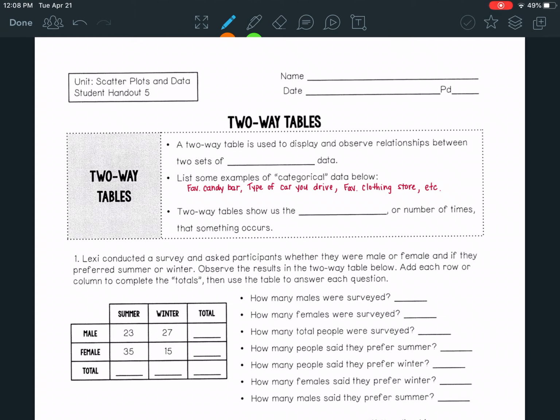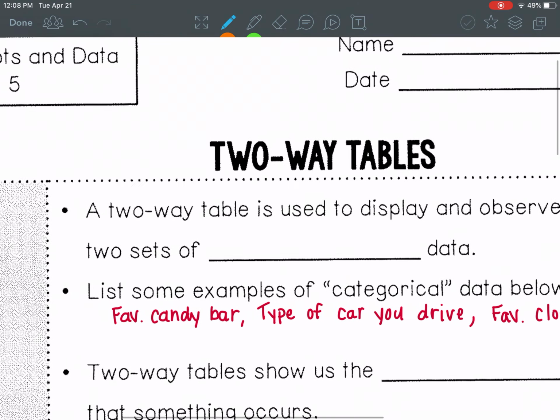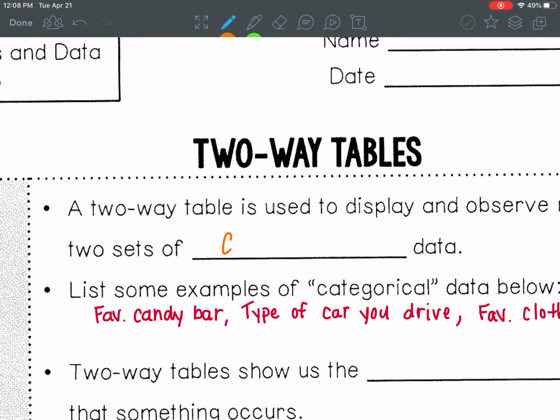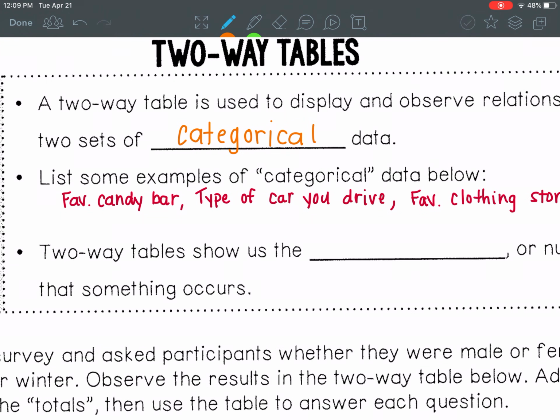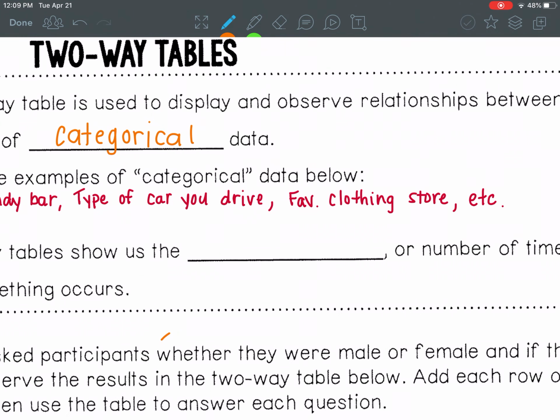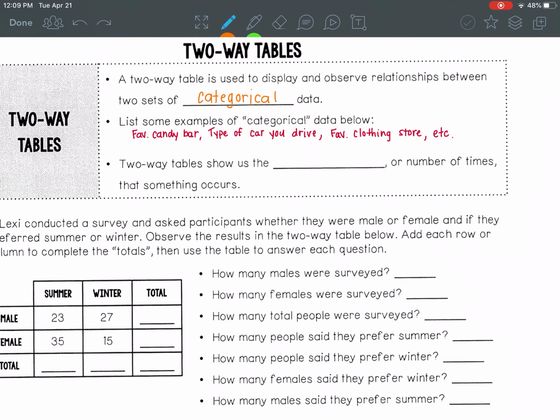This week we're going to be talking about two-way tables. So this week our data that we're organizing is what we call categorical data. This is just going to be another way that we can collect data and then organize it. And we did that doing scatter plots, but we had to have numbers in the information that we were collecting. Now we're talking about categorical data. And I listed some examples here. So your favorite candy bar, the type of car you or your parents drive, your favorite clothing store, etc. These are just some examples. You're going to see more in the examples we have on here.